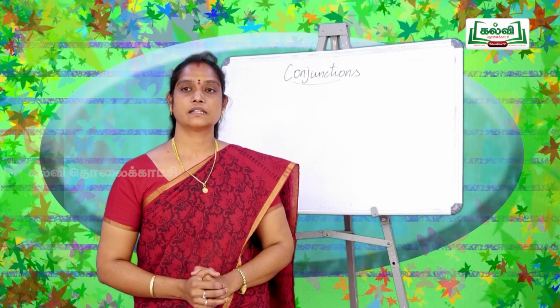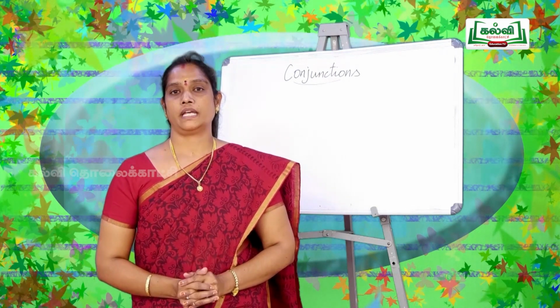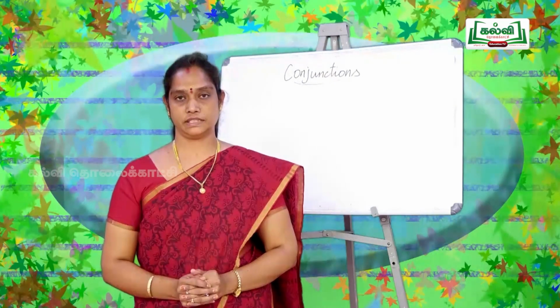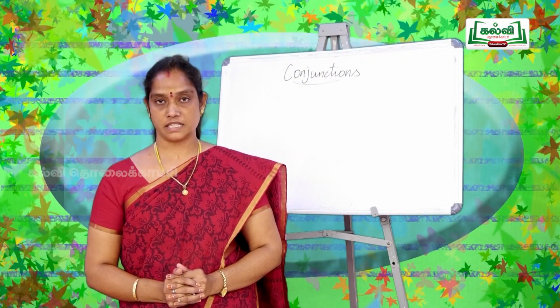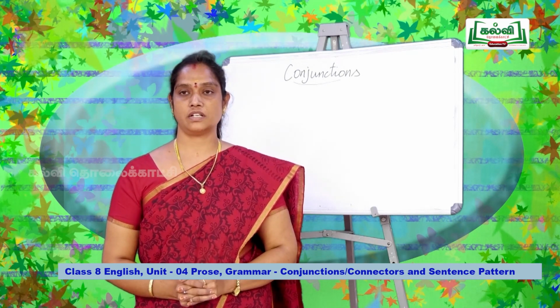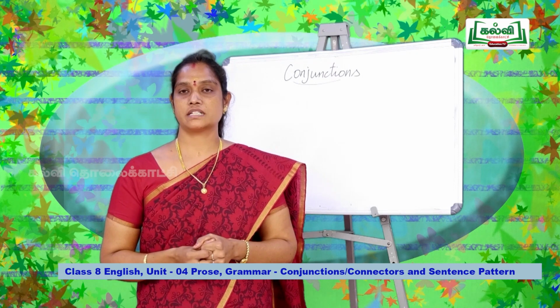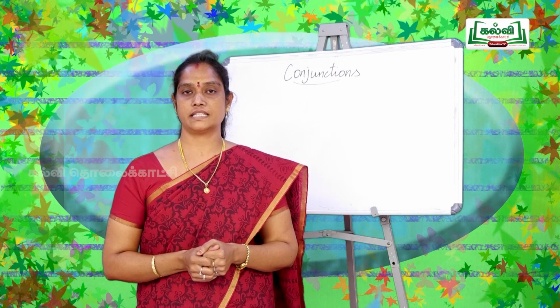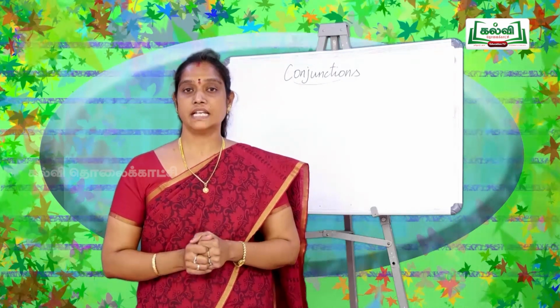Okay children. Next let us see the conjunctions and the sentence pattern. I think you all know about the parts of speech. Can anyone say what the parts of speech are? Noun, pronoun, verb, adverb, adjectives, conjunctions, prepositions and interjections. Very good. Now in the parts of speech we are going to see about conjunction. What's a conjunction? Conjunction is a connector or a linker. What does it do? It connects two sentences. So that's called conjunctions.